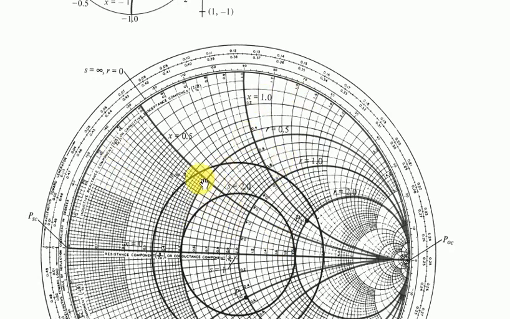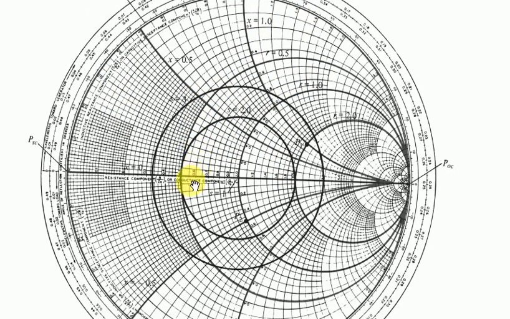This is the complete Smith chart. Now some points you have to keep in your mind. This point represents the short circuit point. Short circuit point means load is equal to 0. Load is equal to 0, that means normalized load impedance, small zl, is also 0.